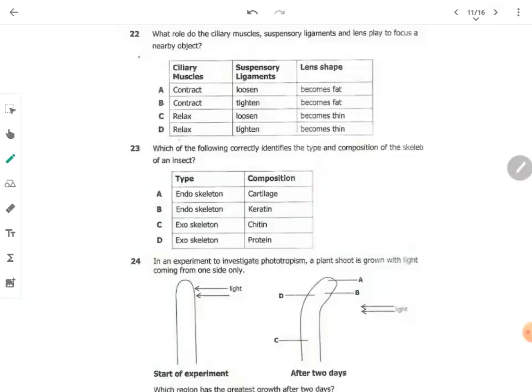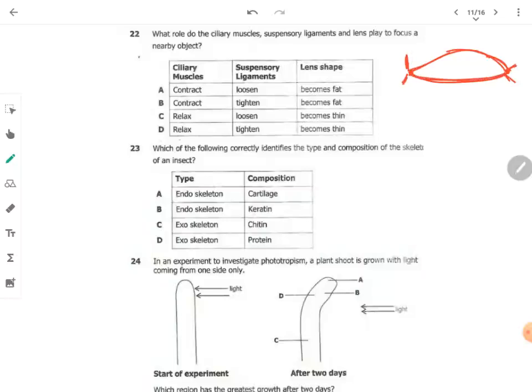What role do the ciliary muscle, suspensory ligaments, and lens play to focus a nearby object? Now, ciliary muscles are muscles which are found here. Let me just draw a sample of the eye. Then suspensory ligaments are more like fibers that touch the eye to make sure that the eye is in perfect position. Then the lens is the same one, which is short like this.